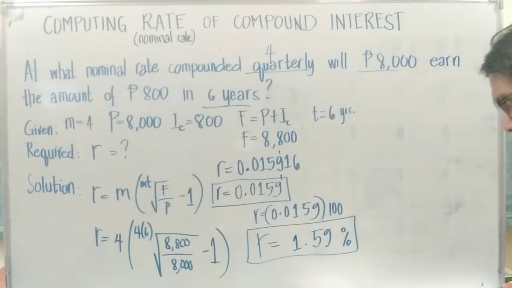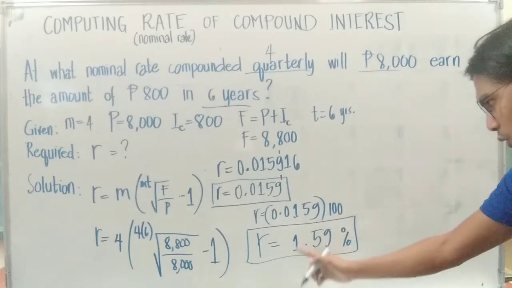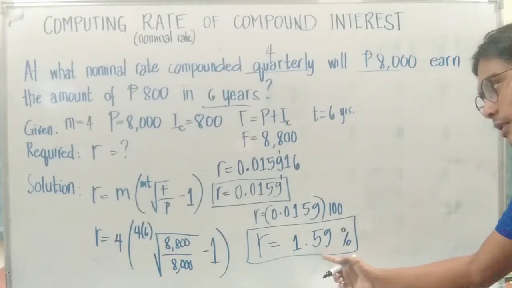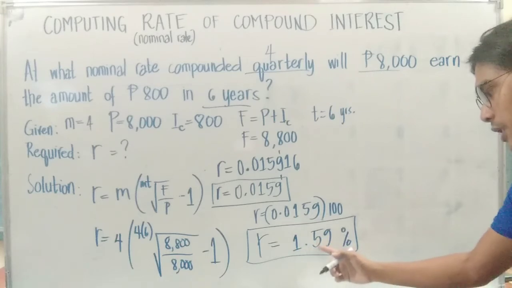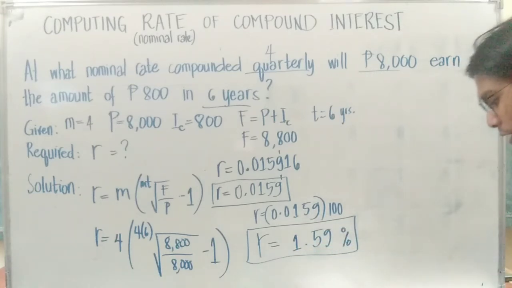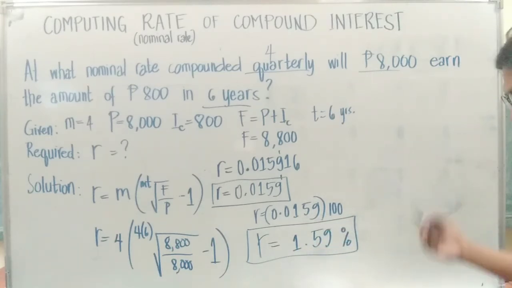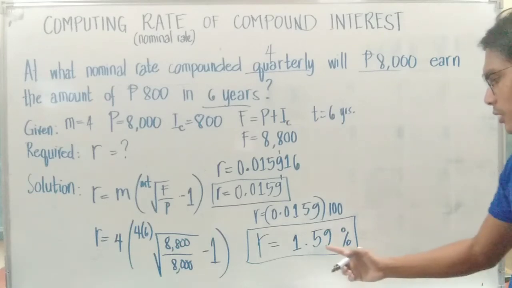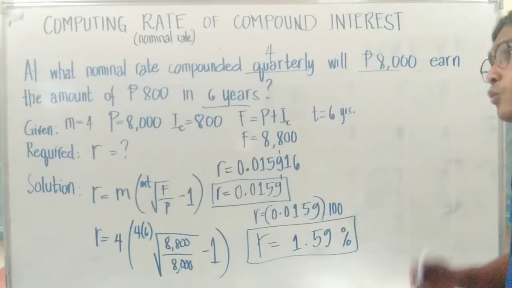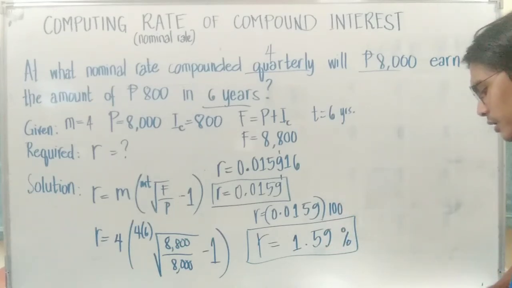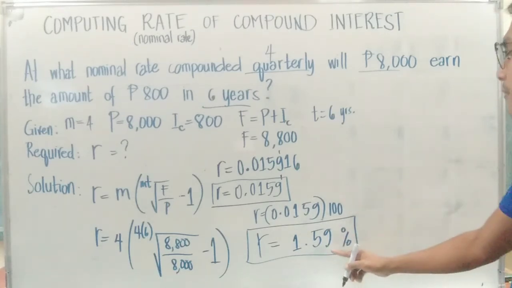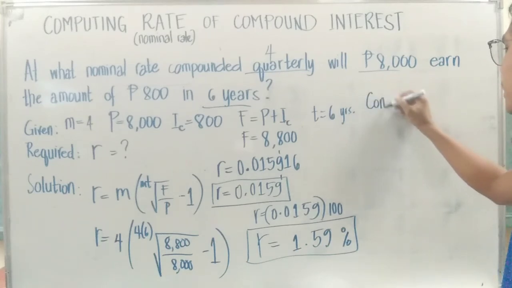So if you will try to ask me about rounding this off into 1.6 because it is 59, right? So you can round it off as 1.6. But if we try to check and get the difference of f between using 1.6 and 1.59, the most correct answer will be 1.59.